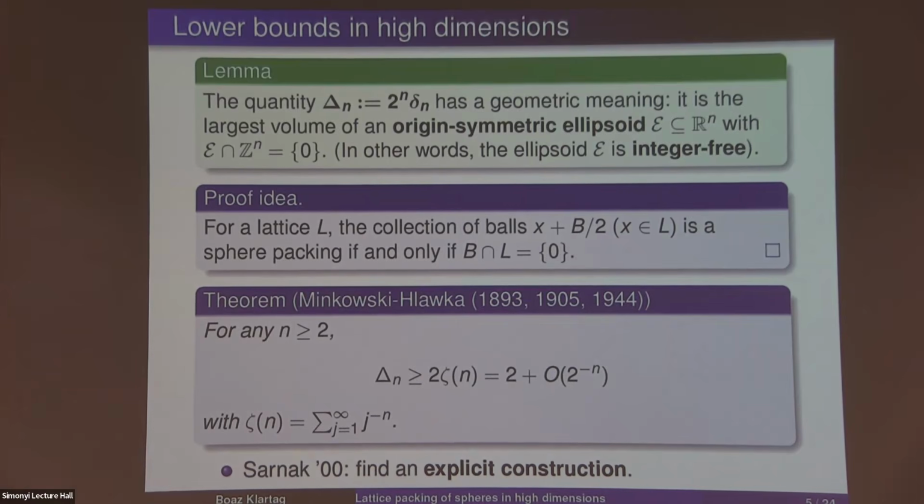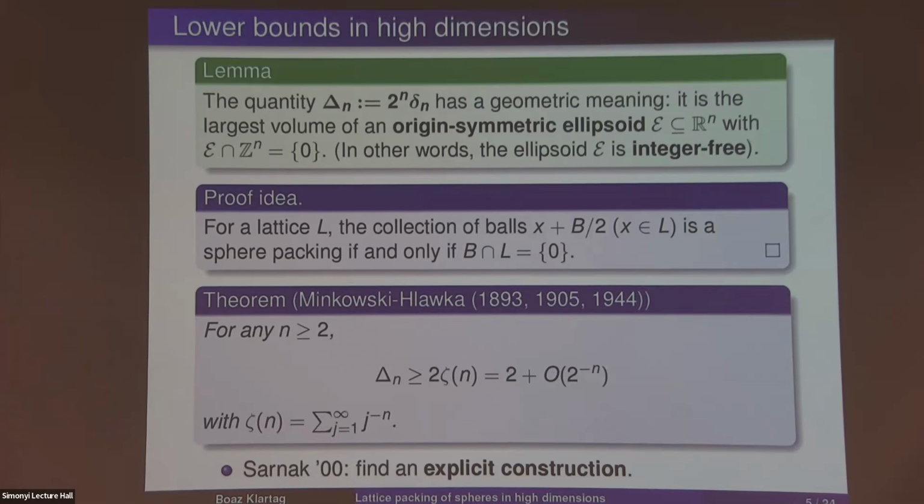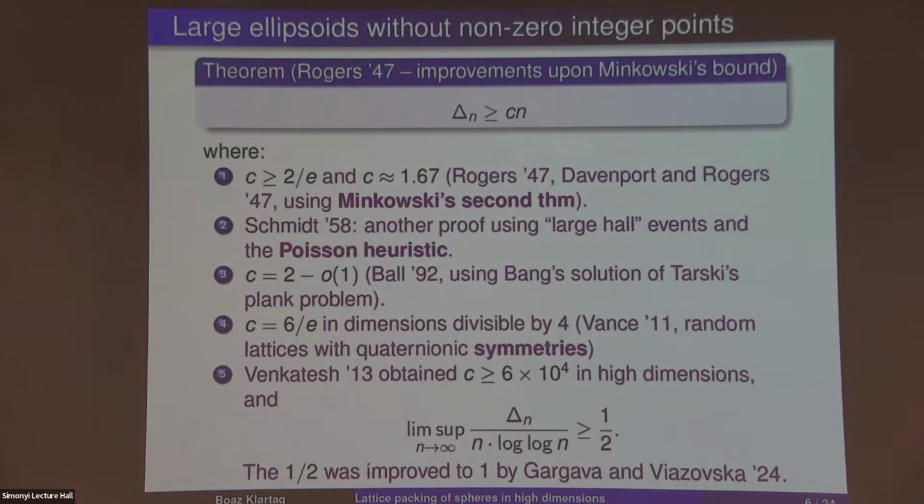Okay, how's this now? Okay, yeah, so if you can de-randomize and find an explicit construction of any ellipsoid that is integer free in high dimensions and goes to 0, not so, let's say 1 over log is okay. So, okay, good. Anyway, now, this was Minkowski's bound, I explained, then it was improved by Rogers in 1947.